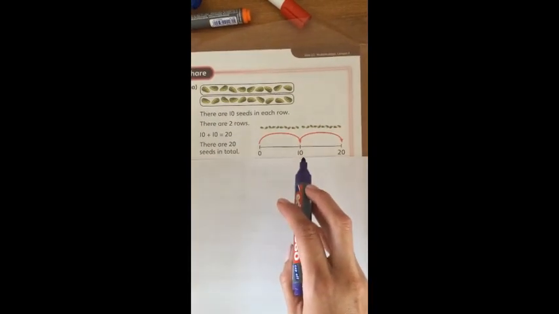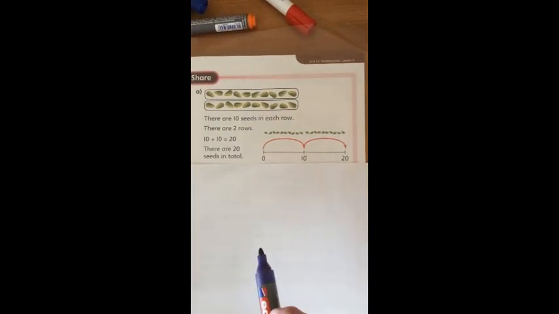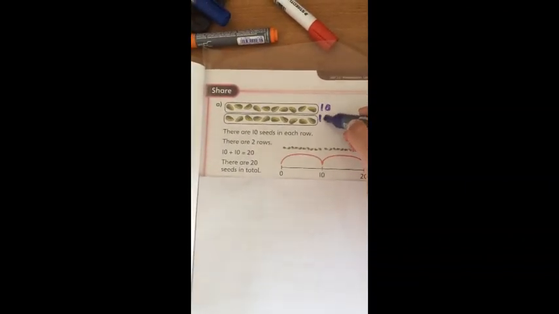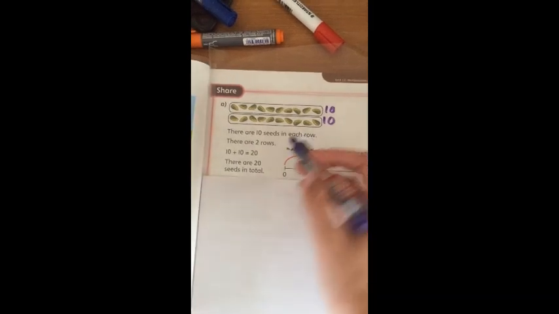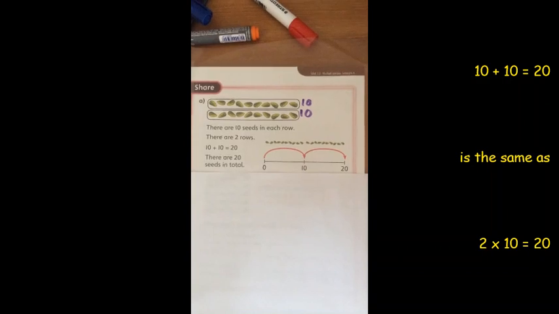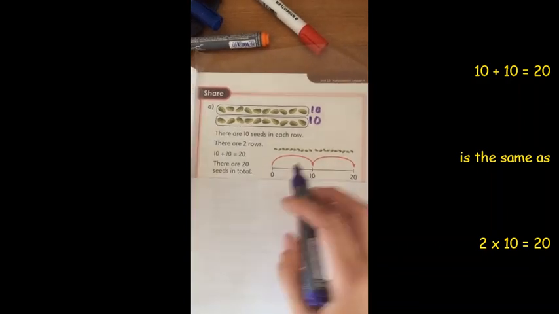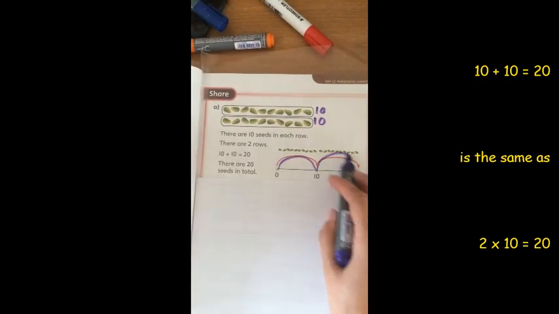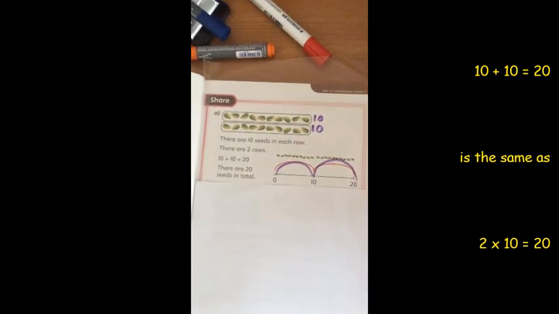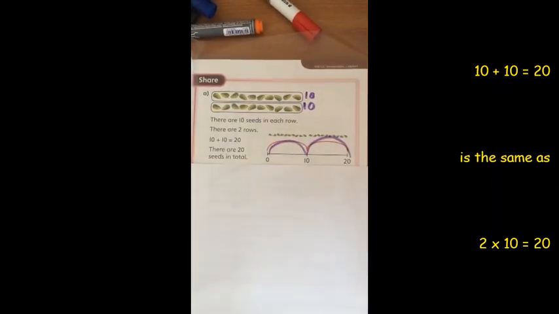And what have they counted in? Yes, they've counted in tens. Why would they count in tens? Because each row has got 10 in. There's 10 in this row and there's 10 in this row. So we're looking at 10 add 10. What is 10 add 10? You're right, we've got 10 add 10 more makes 20. So there are 20 seeds in total.